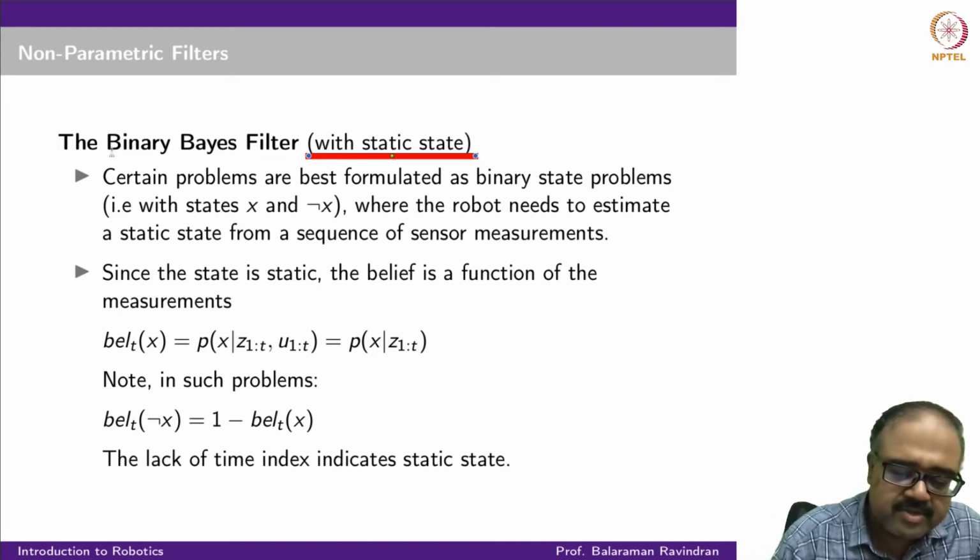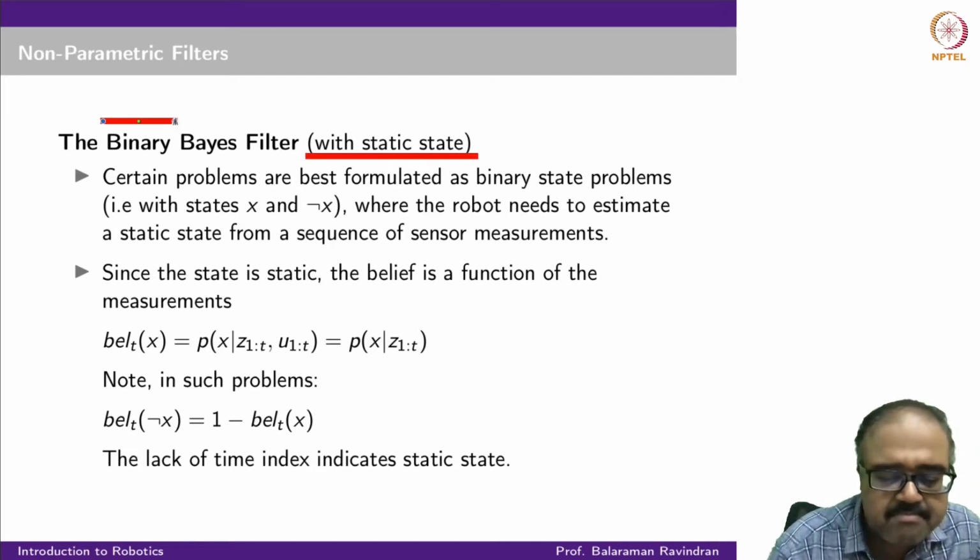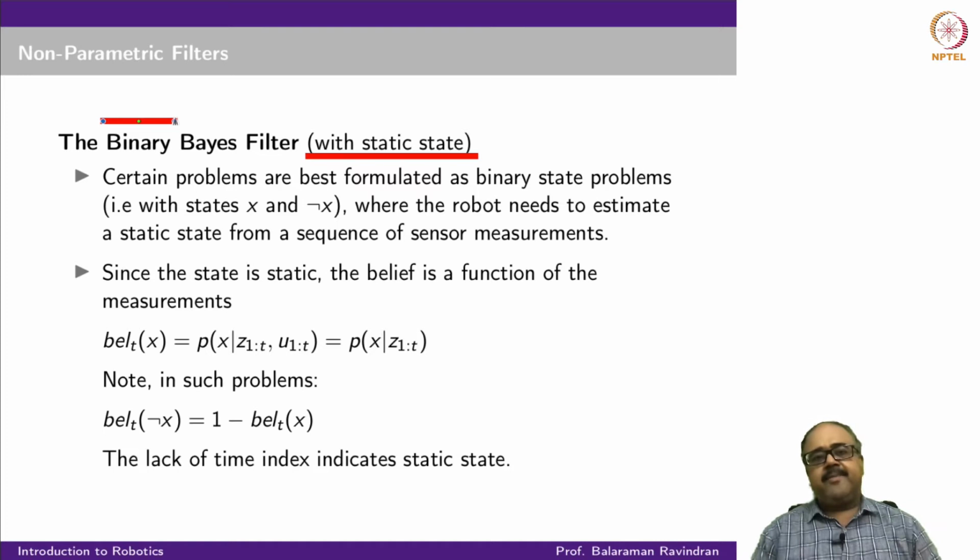So I'm going to assume that it's a problem with static state, but I'm also assuming it's a binary state problem. Even though I'm presenting this in the context of recursive state estimation, we'll see later that this binary Bayes filter with static state has other uses, and it's more important in those contexts. I'm just introducing it here so that it stays with all the other filters that we are studying.